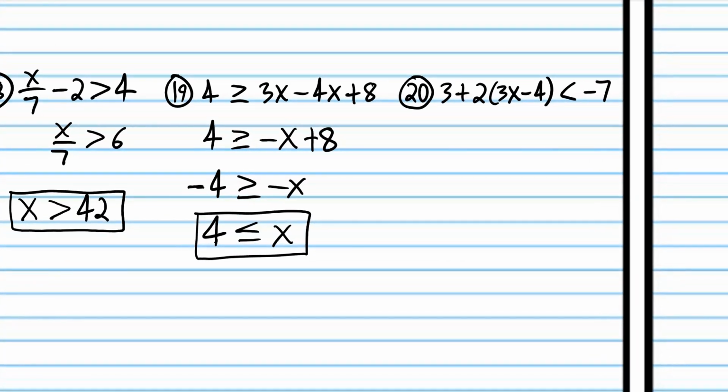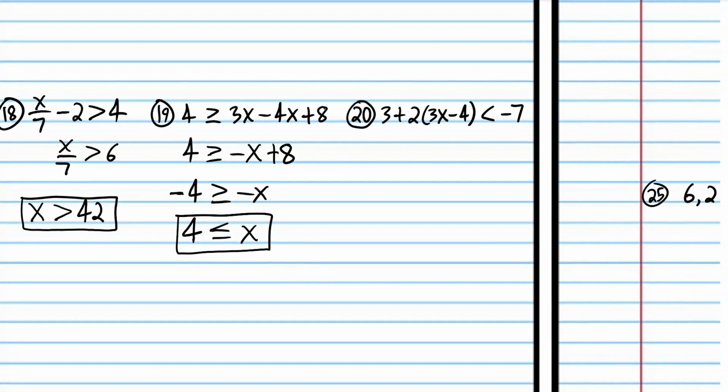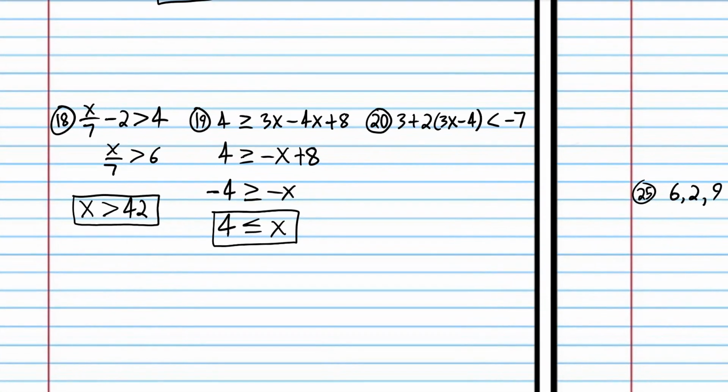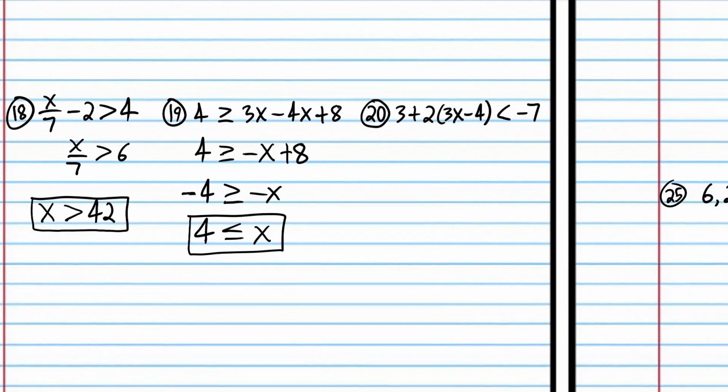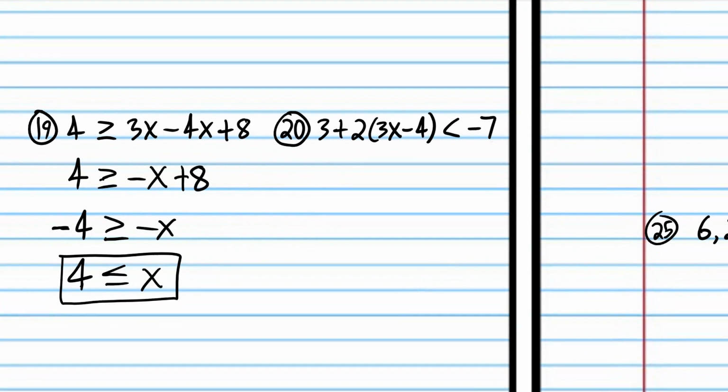All right, try number 20. This is the last one of these inequalities we're going to do. And when you come back, we'll do it together. Remember, we have an inequality with parentheses, so the first thing you have to do is use distribution to get rid of those parentheses. Try number 20. When you come back, we'll do it together.